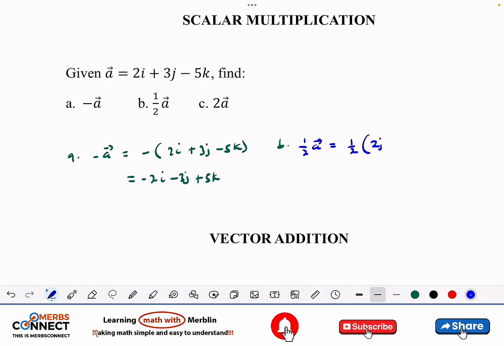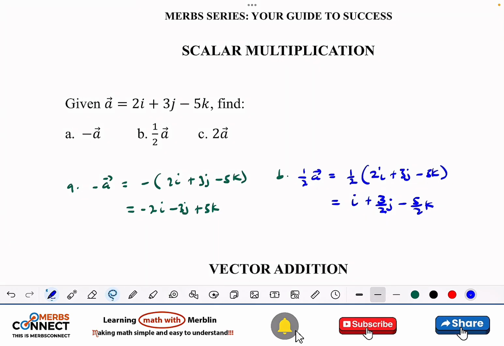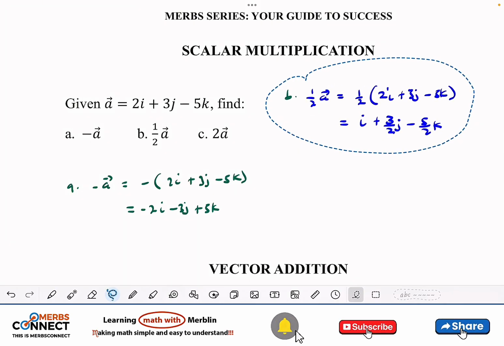And then b is just 1 over 2a, which is equal to 1 over 2, then we have 2i plus 3j minus 5k. So this is going to give us i plus 3 over 2j minus 5 over 2k. Yeah. And the last one will be c. So let me put the b here and put the c here.